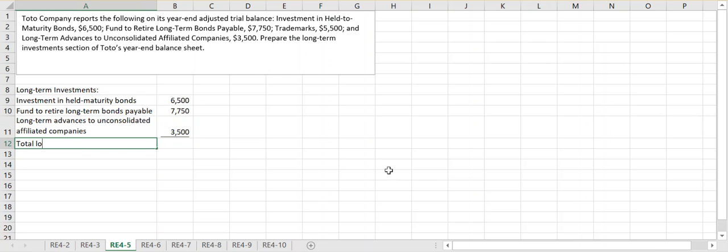So we're going to sum them together to get our long-term investments for this period. That goes into our total column on our balance sheet, in total of $17,750.